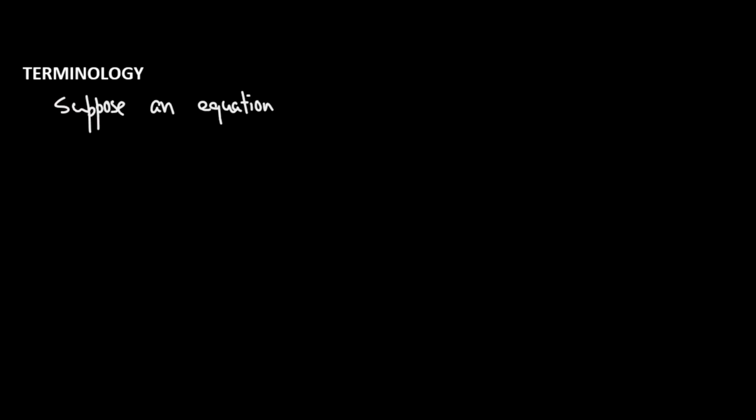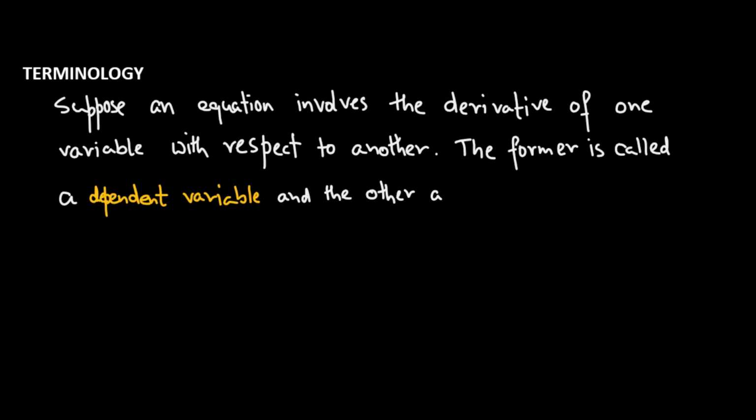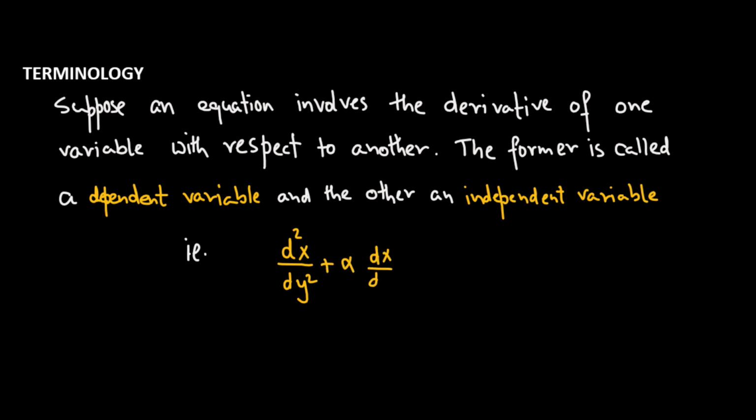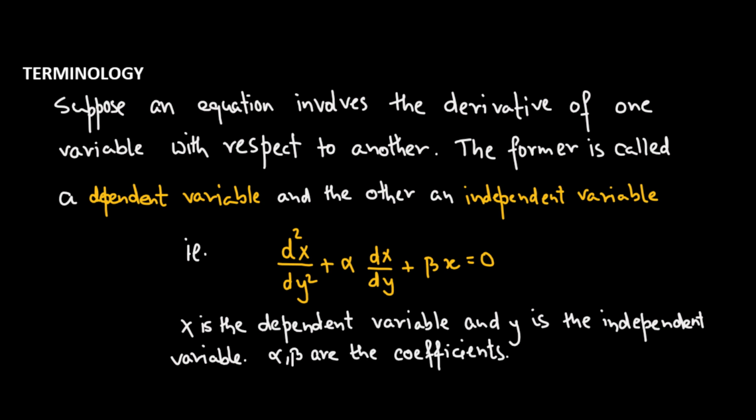Terminology. Suppose an equation involves the derivative of one variable with respect to another. The former is called a dependent variable and the other an independent variable. That is, the second derivative of x with respect to y plus alpha times the first derivative of x with respect to y plus beta x equals 0. x is the dependent variable and y is the independent variable. Alpha and beta are the coefficients.